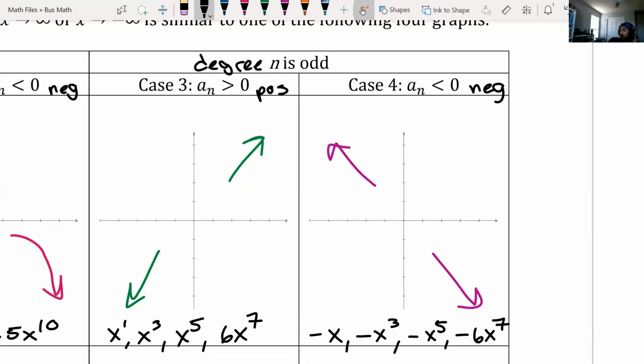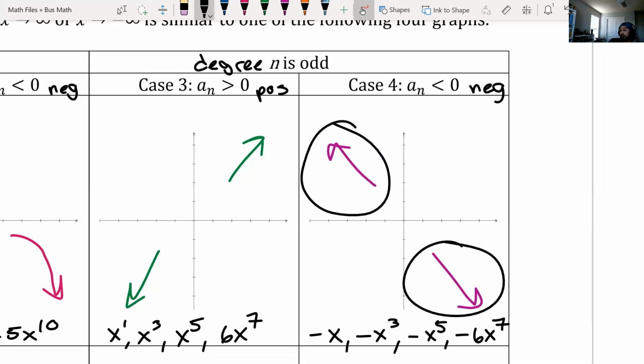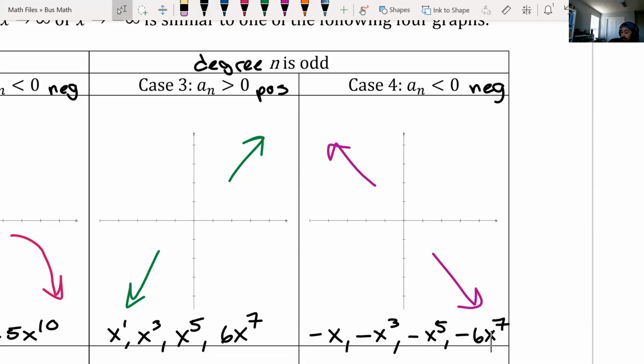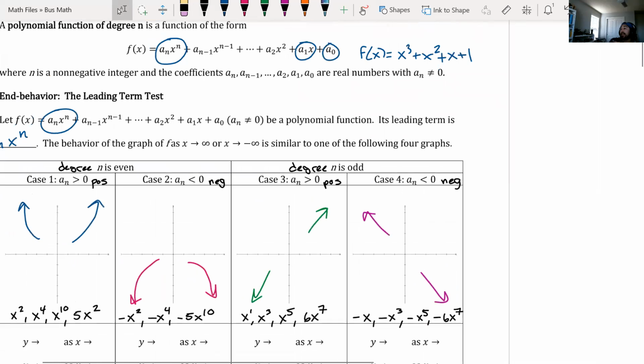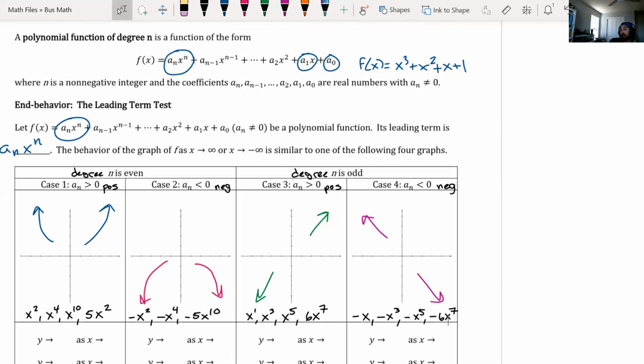Okay, so if you have a negative leading coefficient and your degree is odd, then your tails will now open up and to the left and down and to the right. All right. So these are the 4 cases that represent the end behavior of even and odd degree functions.